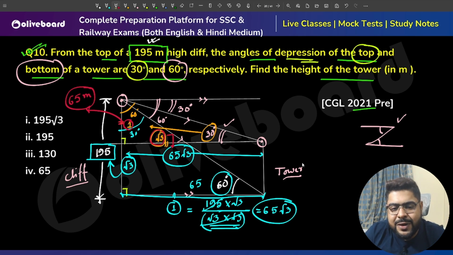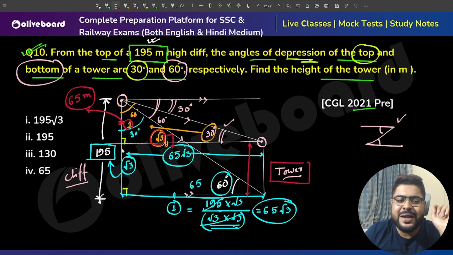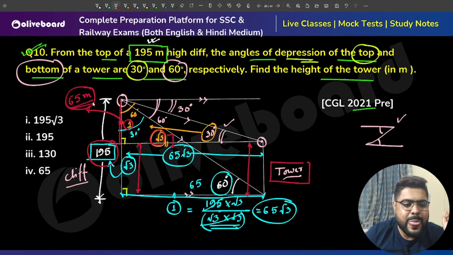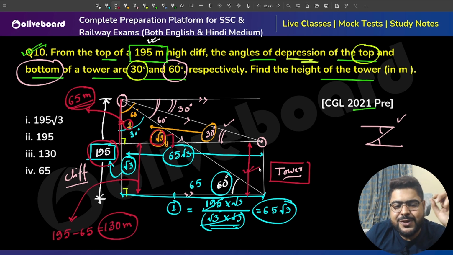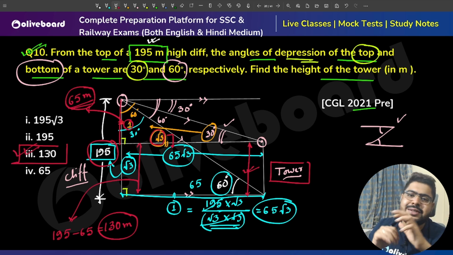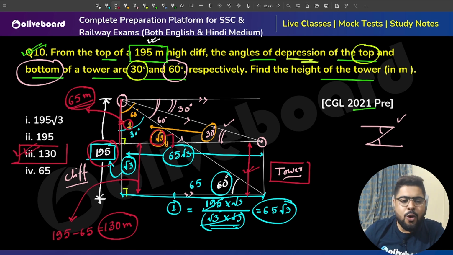Now they are asking what is the height of the tower, that means this length, sir. This length is equal to this length. Now the total is 195. Out of that, we know this much is 65. So can anyone tell me how much is this? 195 minus 65, which is 130 meters. If this is 130, this is also 130. That is your answer. Option number 3, 130 meters. That is most definitely your correct answer.